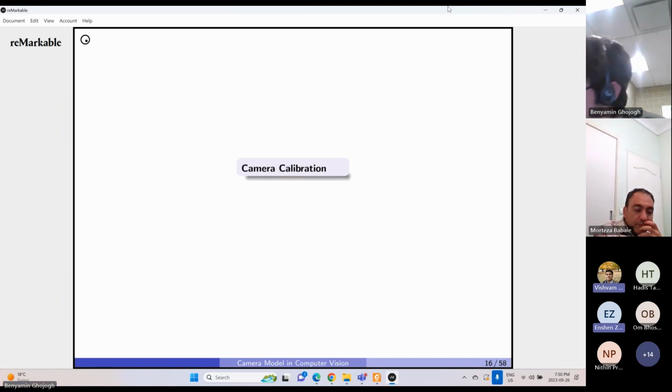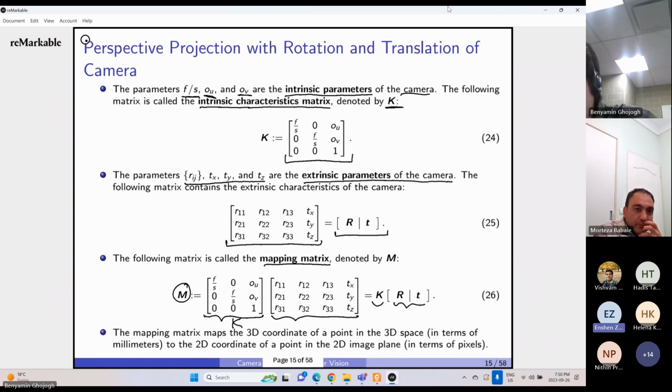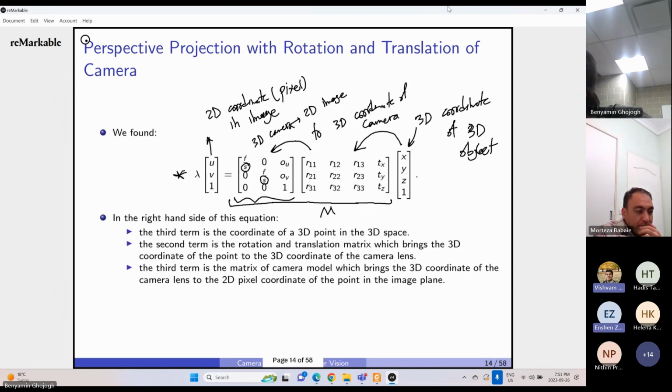Sorry, go ahead, you can go first. Okay, so the translation part here, will it always center the image to the camera, like to the lens itself? What is the translation part exactly doing? So here, why do we have this translation and rotation?